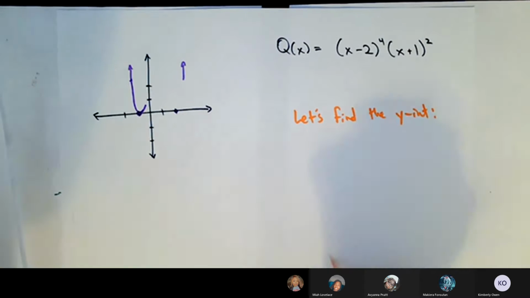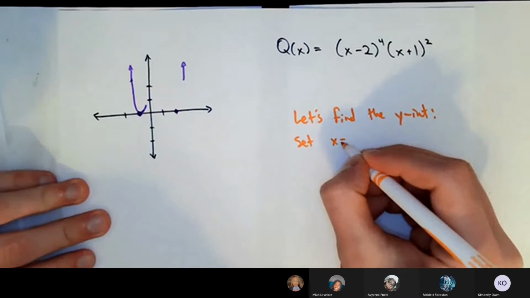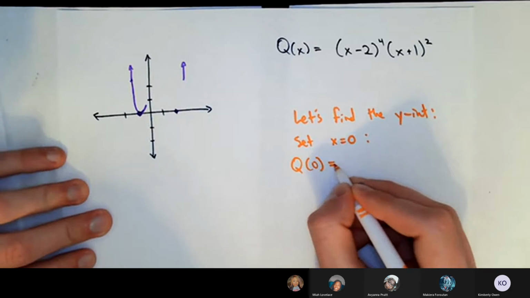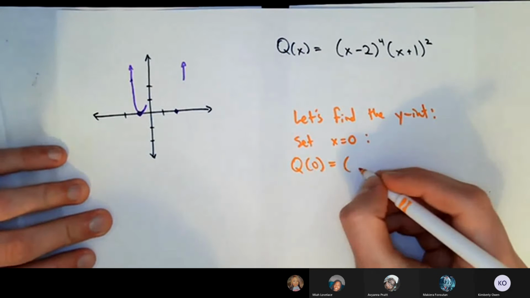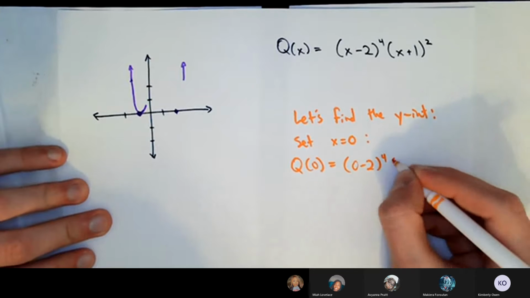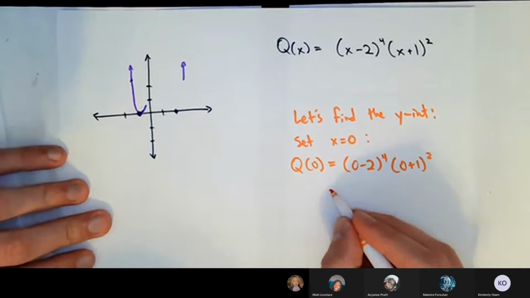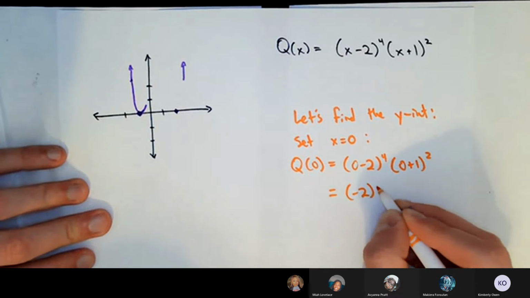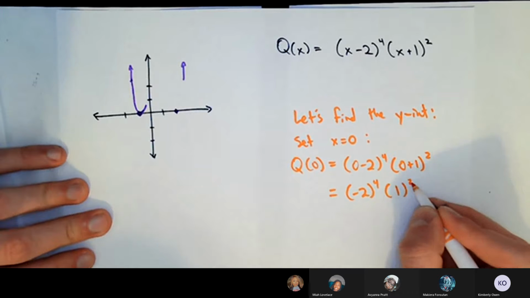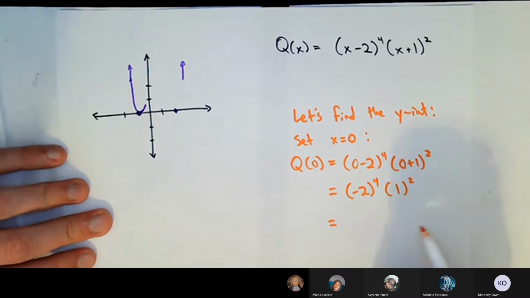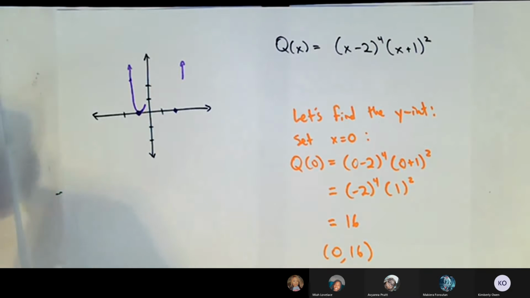Okay, how do you find the y-intercept? Set x equal to 0. So the way to write that is q of 0. Plugging in 0 gives me (0 minus 2) to the 4th times (0 plus 1) squared. So literally forcing a 0 in for x. And this is giving me (-2) to the 4th times 1 squared. So that's not going to contribute anything. What's (-2) to the 4th power? Well, it's -2 times -2 times -2 times -2. So I'm getting 16. So my y-intercept is (0, 16).